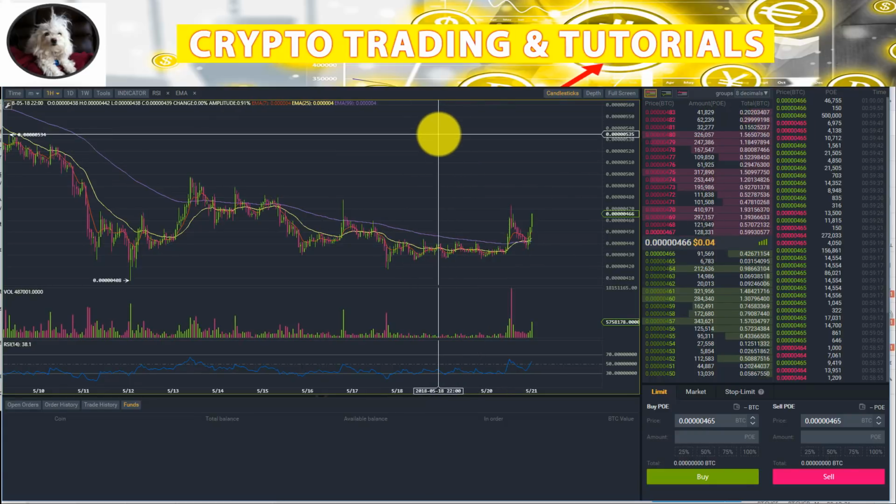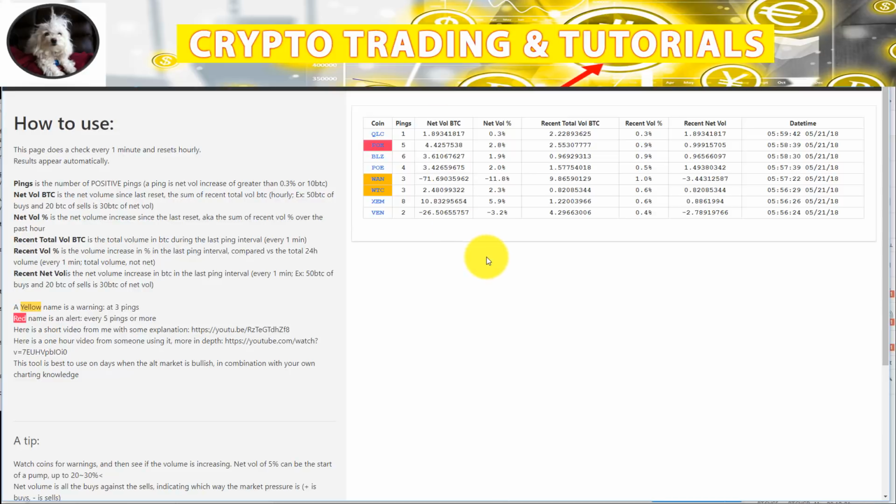So that's another thing: indicators, right? QLC popped up. We're going to go check out QLC if we're a scalp trader, right? BLZ popped up. We're going to go check out BLZ. These are the things that actually make things move, right? So it's scanners. Scanners are another thing that make things move.